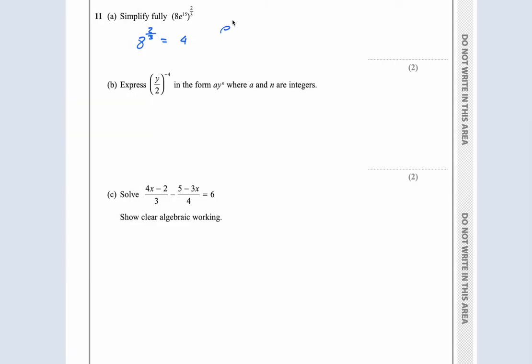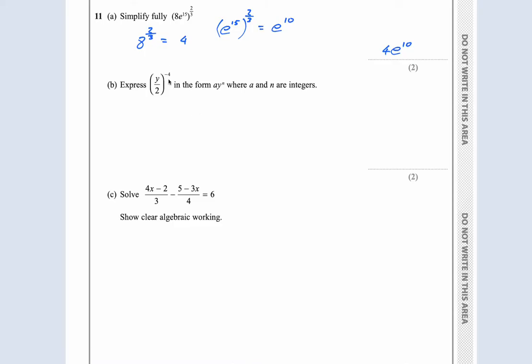And then e to the 15 to the power of 2/3 is equal to... I just multiply the powers. So e to the power of 15 times 2/3 is 10. So my final answer is just 4e to the 10. Okay, part B. Express this in the form a y to the n, where a and n are integers.